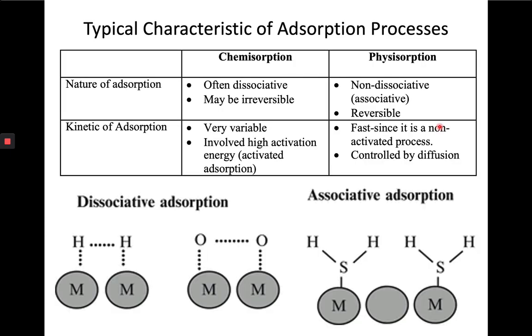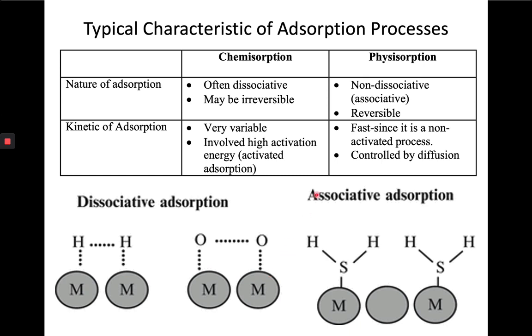Nature of adsorption. For chemisorption, it is often dissociative. Dissociative means the bond in the gas molecule must first be stretched and weakened, then broken before forming a new bond with the solid surface, as shown in this figure. The bond between the hydrogen atoms in the hydrogen molecule is stretched and weakened, which is then broken to form a new bond with the solid surface. Okay, the same here for the oxygen, and the process may be irreversible.